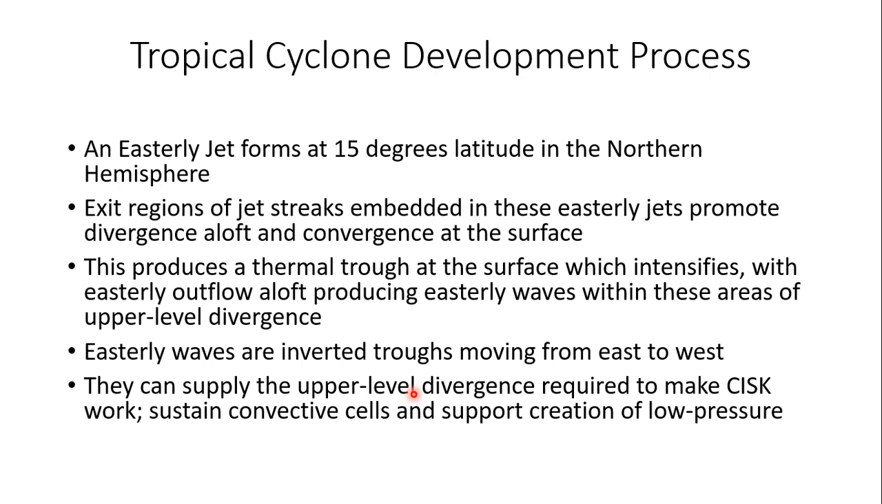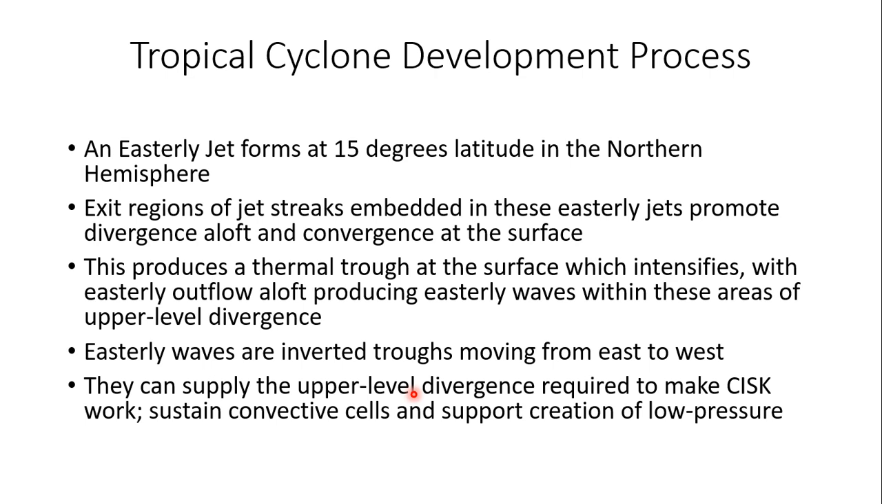The exit regions of these jet streaks, just like with the mid-latitude polar front jet stream, where we have accelerated regions of wind velocity, we also have a similar situation in the tropical easterly jet stream, where we have jet streaks, or accelerated regions of fast-moving air, embedded in these easterly jets. That tends to promote divergence aloft and low-level convergence at the surface. What that then tends to do is produce what's known as a thermal trough at the surface, which tends to intensify, with easterly outflow aloft producing easterly waves.